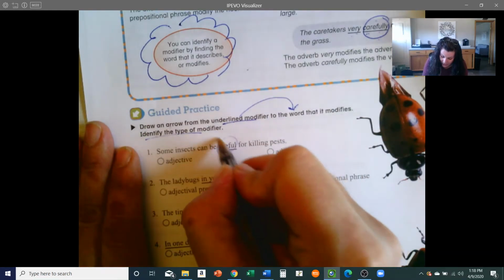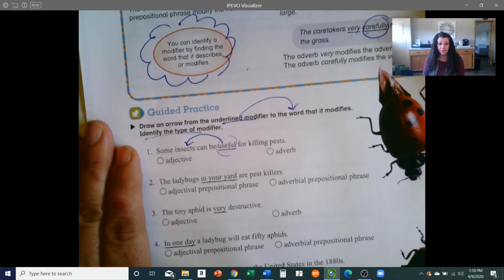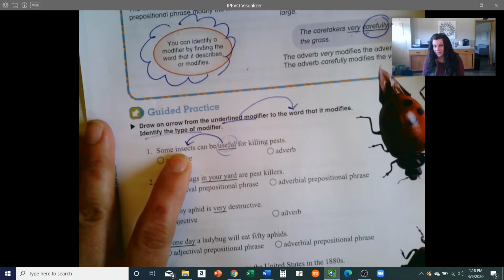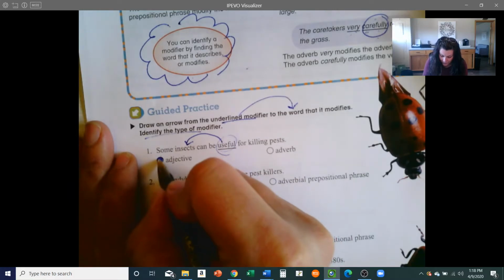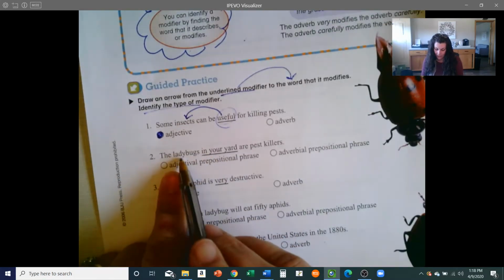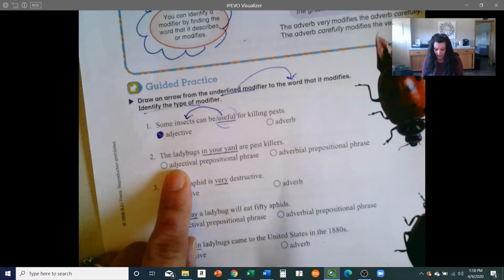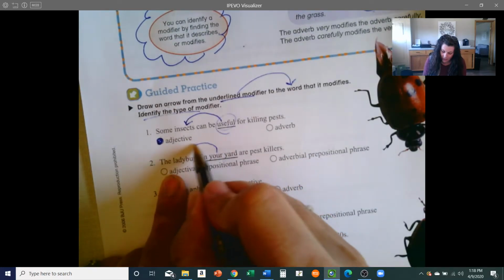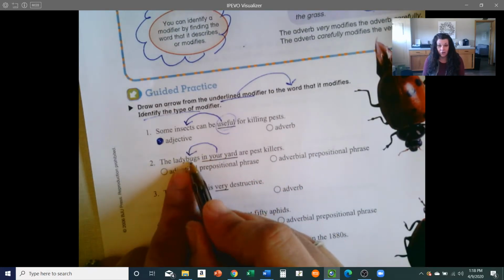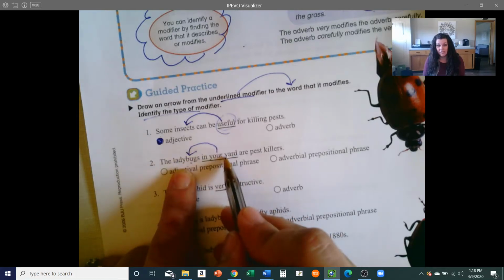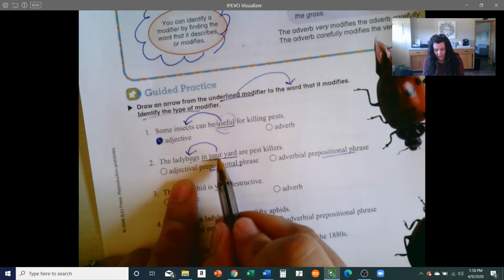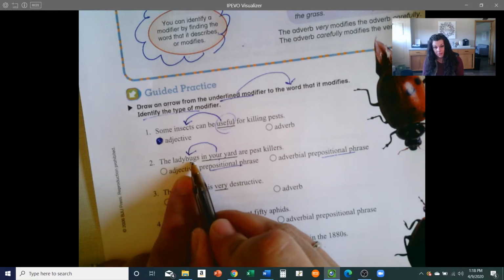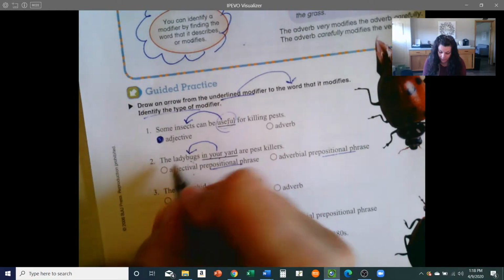The insects are useful. It's describing insects. Insects is a noun, so that means it's an adjective. Okay. The ladybugs in your yard are pest killers. The ladybugs are the things that are in your yard. And because this is a prepositional phrase, that's why they give us these options. And because it's telling us the location of the ladybugs, that makes it adjectival.